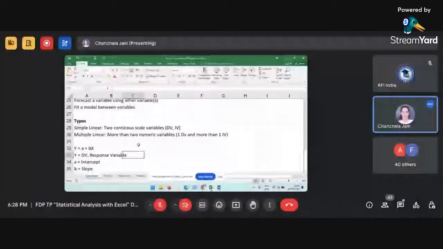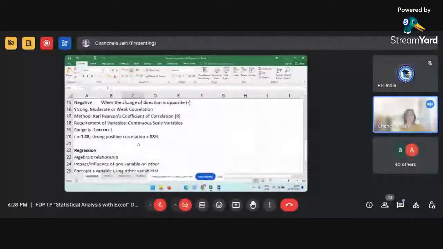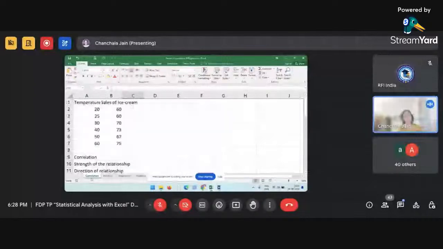I think it is sufficient to talk about correlation and regression. Now I'll come to the same sheet. I have opened the first sheet, which is named correlation. You can find we have two variables listed. First one is the temperature. Second one is the sales of ice cream. Both variables are numeric in nature, or you can call them continuous in nature.